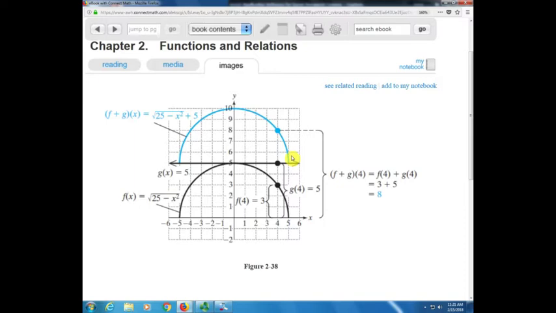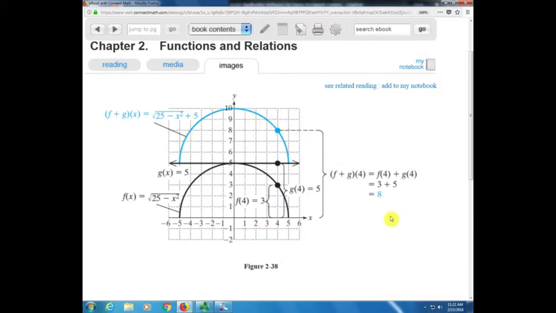So if I'm looking at this graph, what if I wanted to evaluate this function at 3? We can take these two functions. So at 3, this semicircle is at 4. And my g of x function is once again at 5. So this blue function should be where? 9. At 3. At 9, which it is.